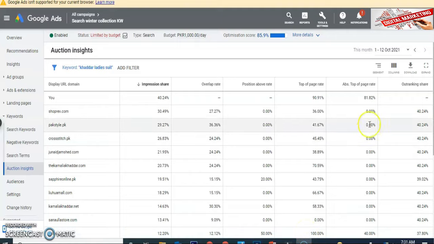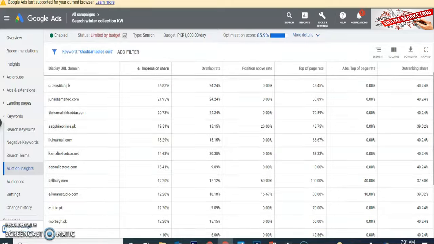But this shows if you are on the top of the page and on the first position, your ad is appearing 82% of the time on the first position. And how many of the times is your competitor Zelbari doing it? Zelbari is appearing just 40%. Although Zelbari's ad is showing 100% of the time on the top of the page, on the first position it is getting only 40% of the times.